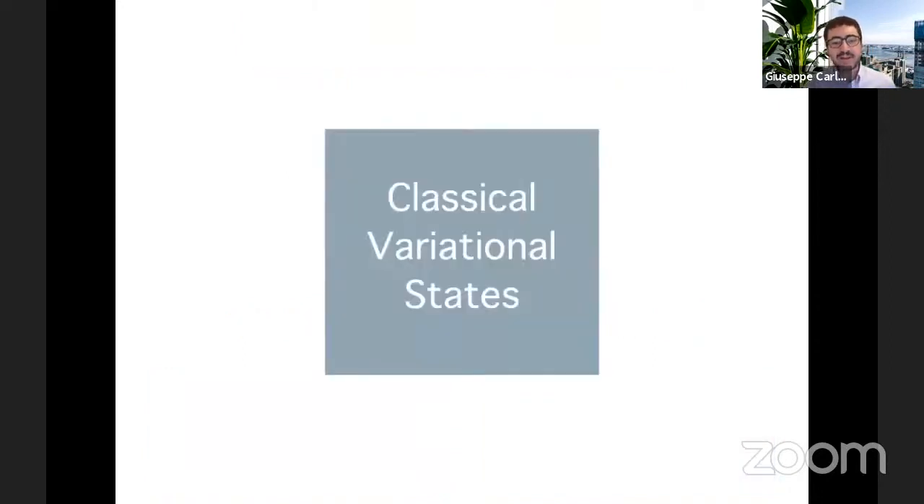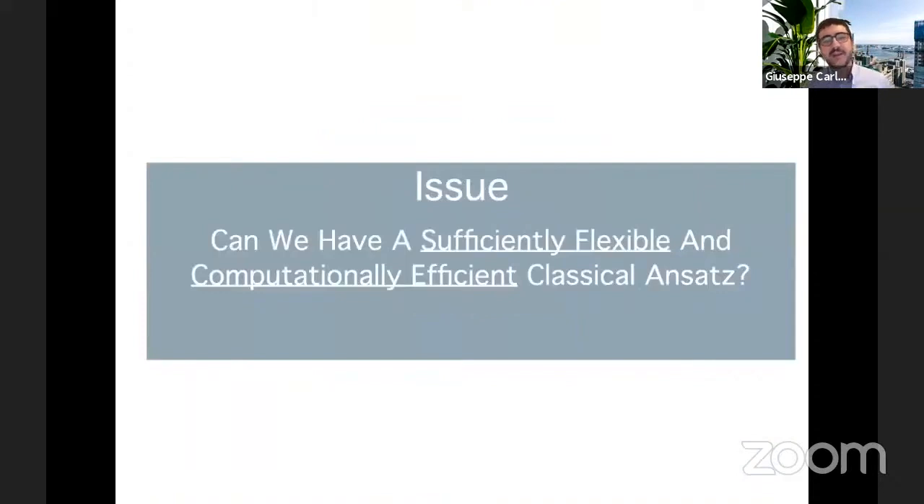So what about classical variational states? The main issue that we would like to address, which I think is a really fundamental issue in the field, is to have a variational state that is sufficiently flexible, meaning that in principle we can achieve all the accuracy we want for the Schrödinger equation, but also computationally efficient.